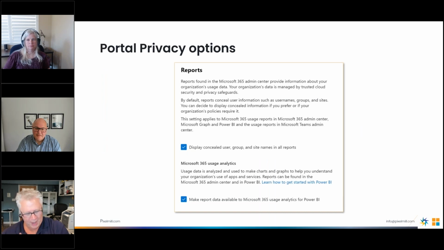No problem. So again, we have to have access to the admin portal, and we have to have that reporting role. What if I want people to see this information, but I don't want to grant them that level of access to the system? We can use this Power BI app, and we'll get to that on the next slide. But to use that, we also have to turn on the bottom option, which is make the report data available to the Microsoft 365 Usage Analytics for Power BI app. Okay.